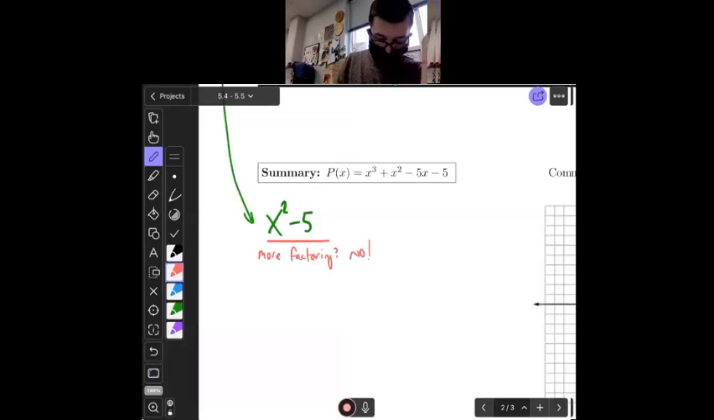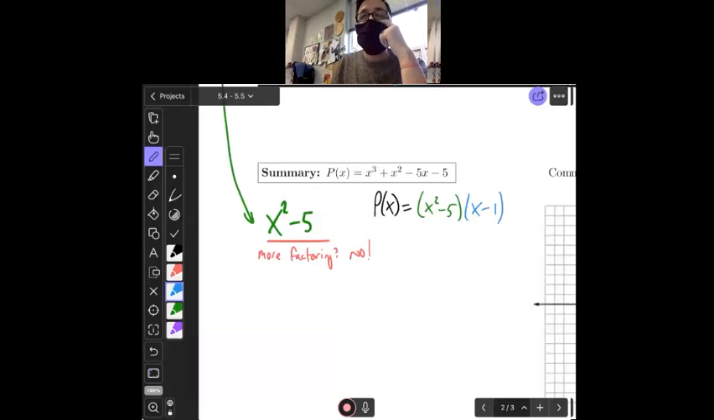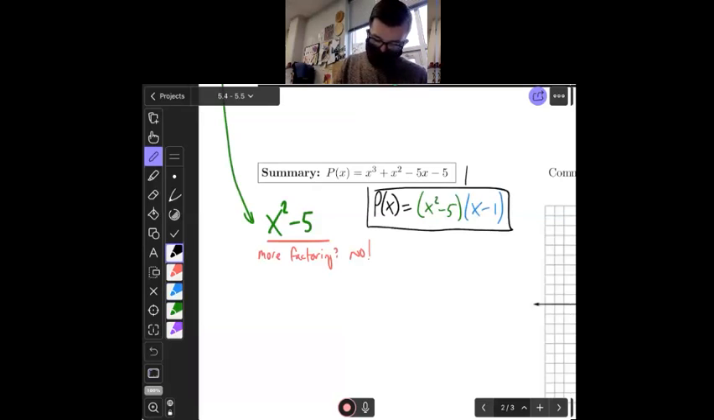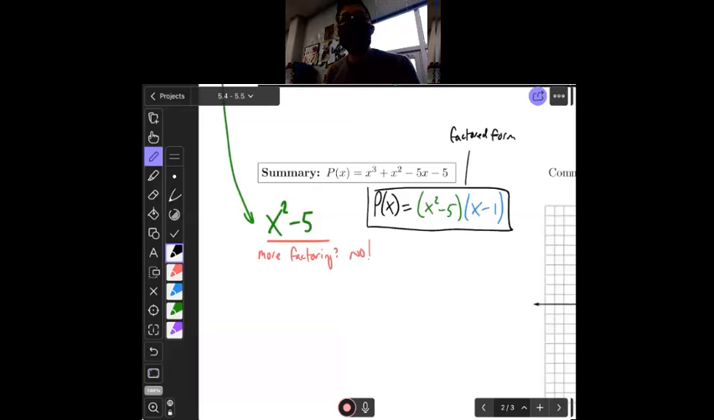So far as writing p of x in factored form, I would use that x squared minus 5 and the original factor which we had, which was x minus 1, right? Now that's in factored form.